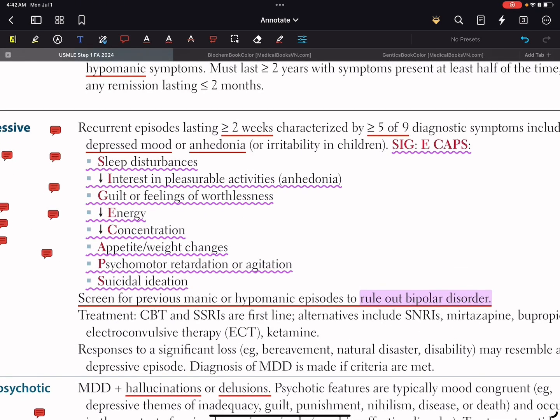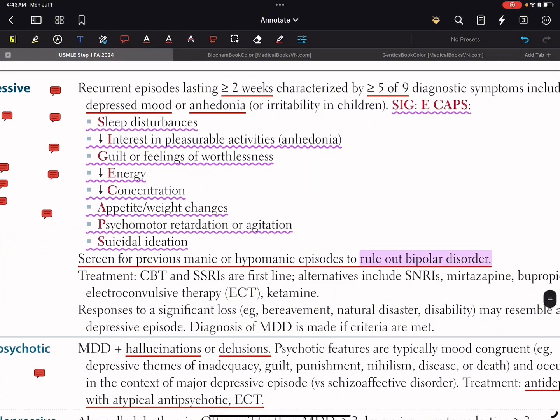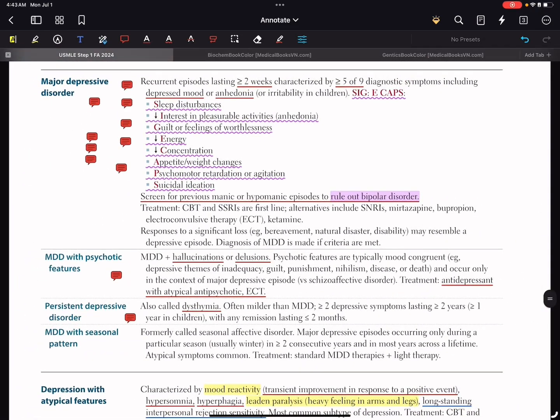Decreased interest in pleasurable activities, anhedonia. Guilt or feeling of worthlessness. SIG E CAPS: S for sleep, I for interest, G for guilt, E for energy, C for concentration, A for appetite changes, P for psychomotor retardation or agitation, S for suicidal ideation. So you have to have five or more of these for 2 weeks.